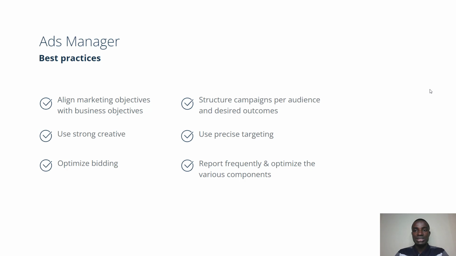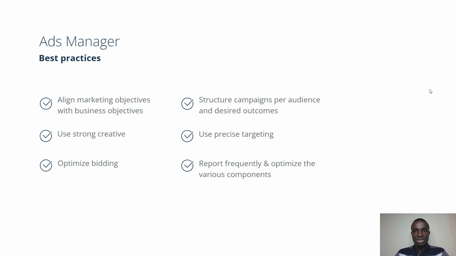Also, you have to optimize for bidding. So as you run your campaign, one of the things you do is optimization. So you optimize your budget, you optimize your bidding to ensure that it is in tune with what other advertisers are bidding, and you are getting the best results as much as possible. Then also you need to structure your campaign per audience and desired outcome. So sometimes you might need to segment your ads into different audiences, right? You can do that with ad sets, segmenting different ad sets just to ensure that you are getting the most of your results. And you can also know which of your audiences are performing the most.